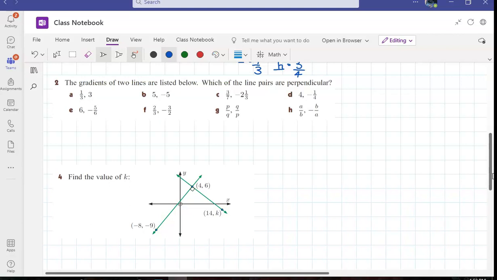So C, you're saying isn't? I would say it is. So with C, we've got the 3/7. So what would be the perpendicular slope? We're looking for -7/3, agreed? So what is -2 and 1/3? 2 3s are 6 plus 1, that is indeed -7/3. So I'd say that one is. Can we find one that is not?